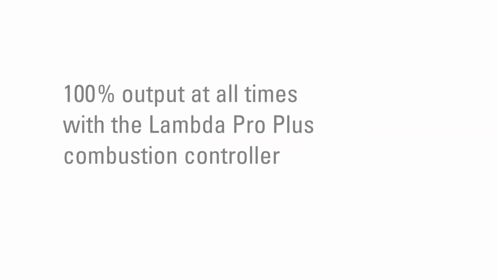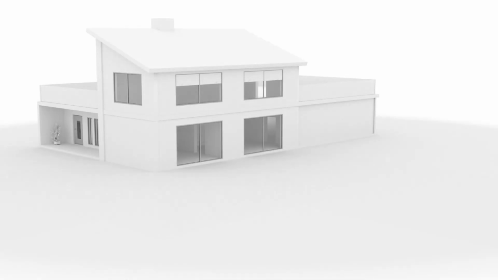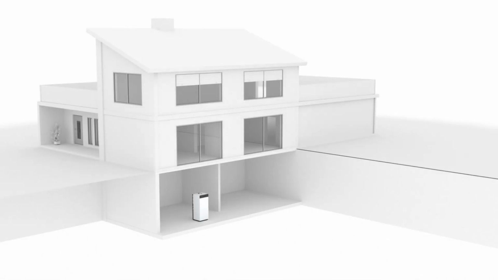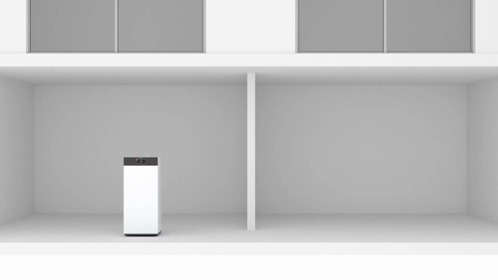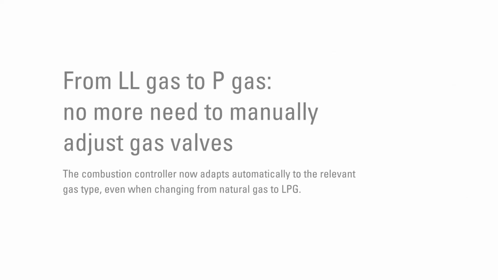There's one thing you can be absolutely sure of with a Viessmann gas condensing boiler. 100% output at all times. Because no matter which gas type is available for your boiler, it adapts to it automatically. The intelligent combustion controller Lambda Pro Plus, successor to the proven Lambda Pro Control, takes care of it.